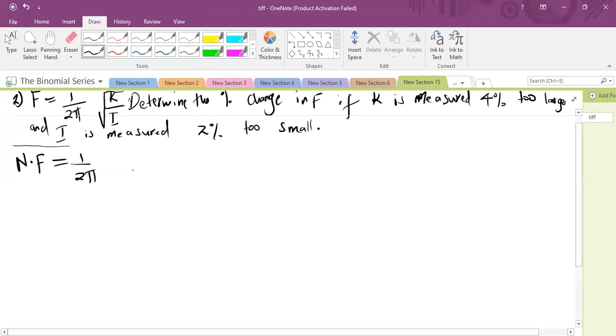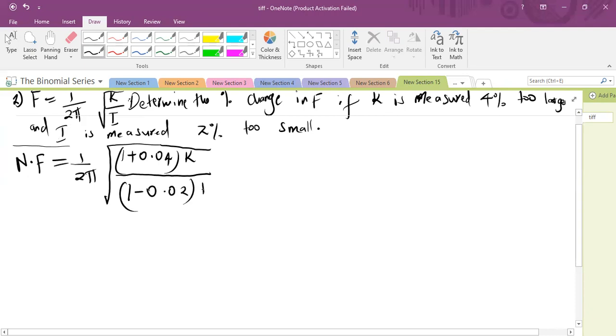So 1 over 2 pi, what's the new value of K? Now, K is measured 4% too large, so it basically increases by 4%. So that is 1 plus 0.04 K. That is the new value of K. All this divided by what of I? I is measured 2% too small. So I will be 1 minus 0.02 I.